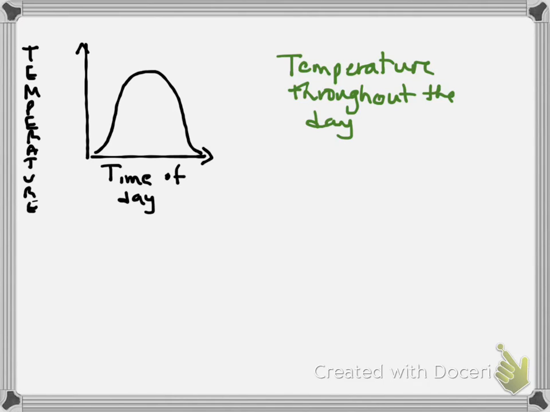Okay, so what do you notice in our graph? Joy? It goes up and then down. Okay, so we do have a period of increasing, right? Mm-hmm. And then what? We had a period of decreasing.